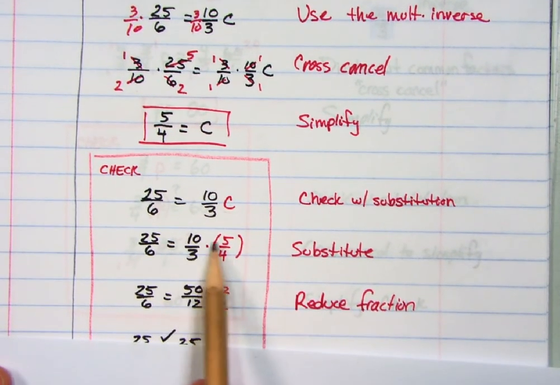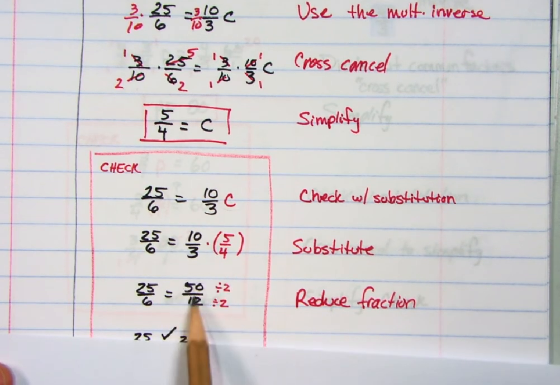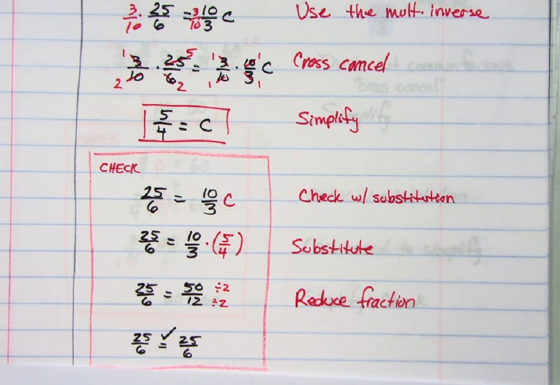And then I multiply. 10 times 5 is 50. 3 times 4 is 12. I reduce this fraction, this side. I can reduce it, and sure enough, I get the same one.